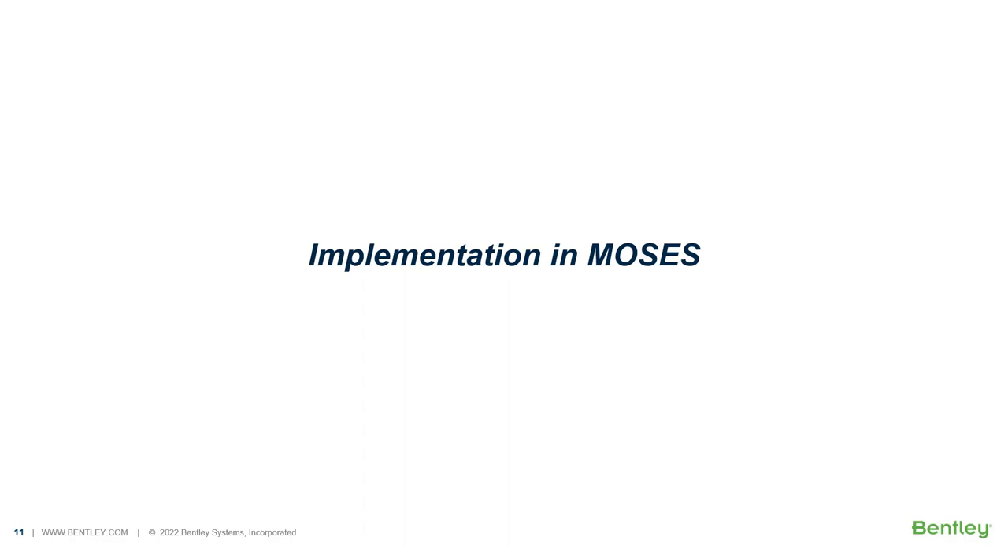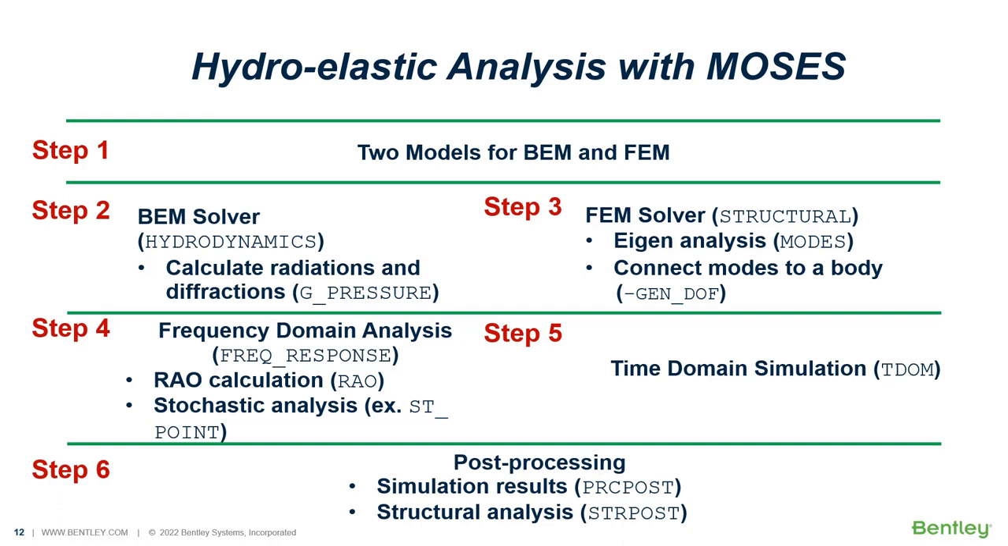Now, let me explain how to implement this hydroelastic analysis in MOSES. Here is the overall procedure for the analysis. First, we need to prepare two models, one for the boundary element method, I mean hydrodynamic pressure calculation, and the other for the finite element solver. And then, we need to run the hydrodynamic analysis and also eigenanalysis to calculate the assumed mode with natural frequencies.